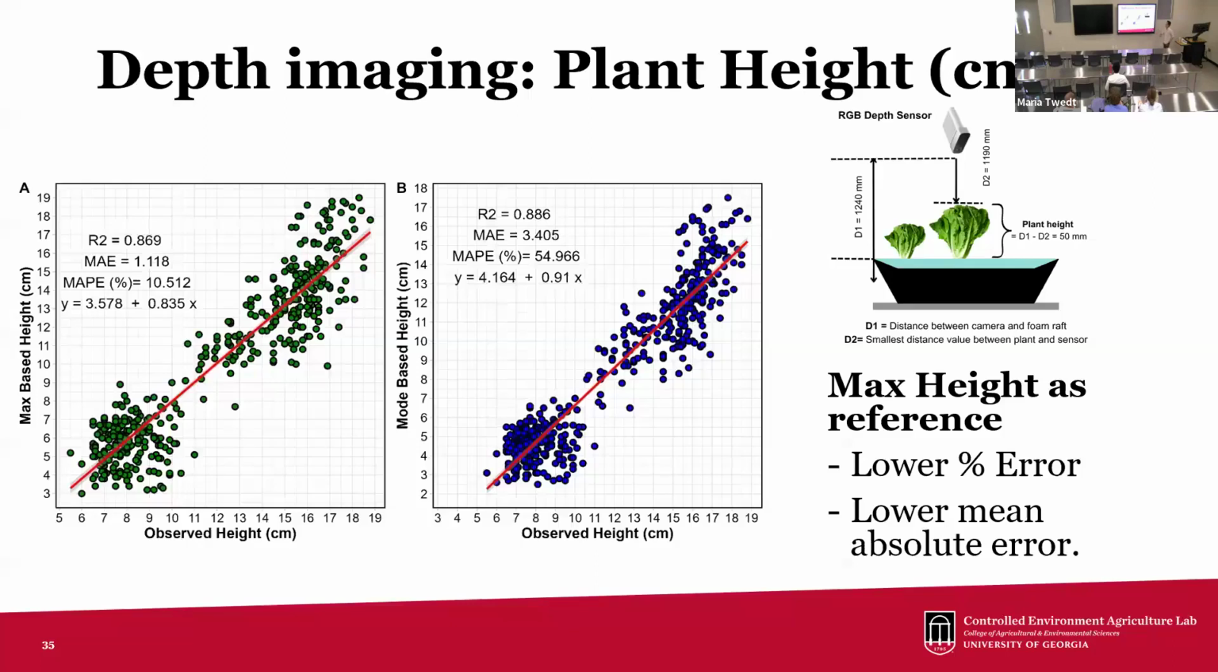Now for the results, you can see here how accurate those height measurements of our plants were. Basically, the best reference that we could find was the maximum height of the pixels around the plant that allowed us to get values of plant height compared with the observed values with the ruler with 1.1 centimeters of difference. That is an acceptable error, a low error rate.